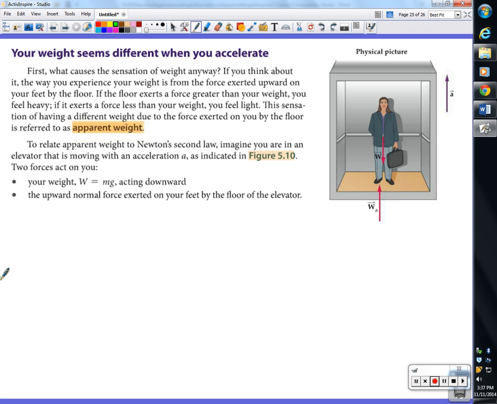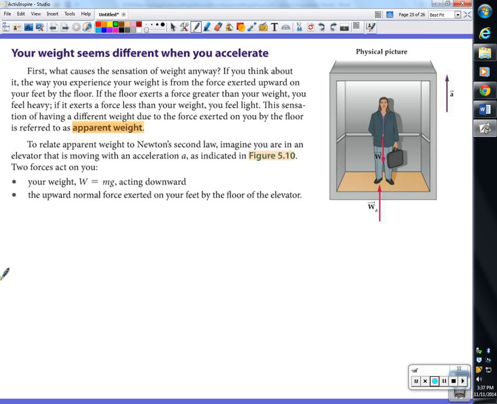Your quote-unquote weight, how much you weigh here on Earth, the scale that you step on that gives your quote-unquote weight doesn't really measure your weight. It doesn't measure the force of gravity pulling down on you. It actually measures the force of the floor pushing up on you. When you're standing with no acceleration in your bathroom, the weight and the normal force are exactly the same.